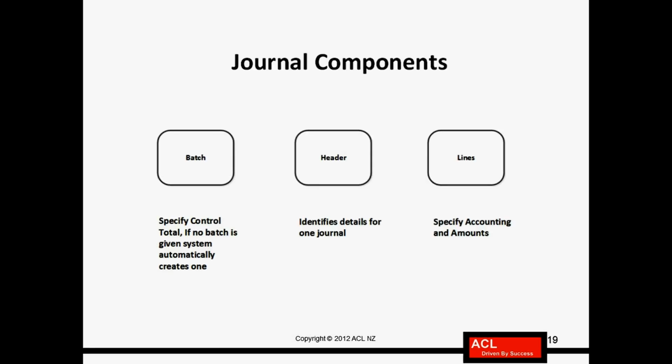Internal components. Broadly speaking, I would say there are three internal components. One is a general batch. A general batch basically helps you to combine several journals in one batch. One can optionally specify a control total at a general batch level to control the total of all the journals that are lying within a batch.